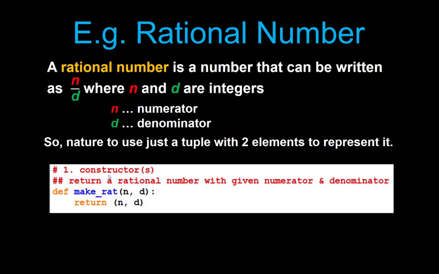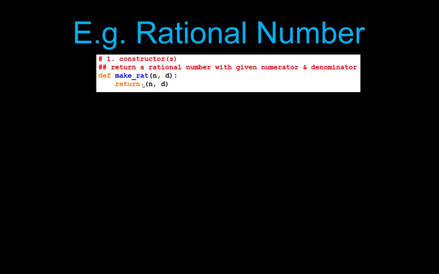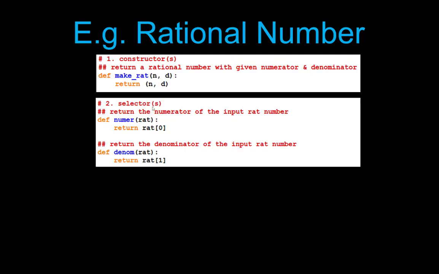So the constructor will look like this, with a tuple to represent a rational number n, d, with input of n as numerator and d as denominator. So define make_rat, rational number, input with n and d, you return a tuple n comma d. So with this constructor, we next see the selectors or the accessors. So given a rational number, to get its numerator, we simply return the first element of the tuple. To get its denominator, we simply return the second element of the tuple.